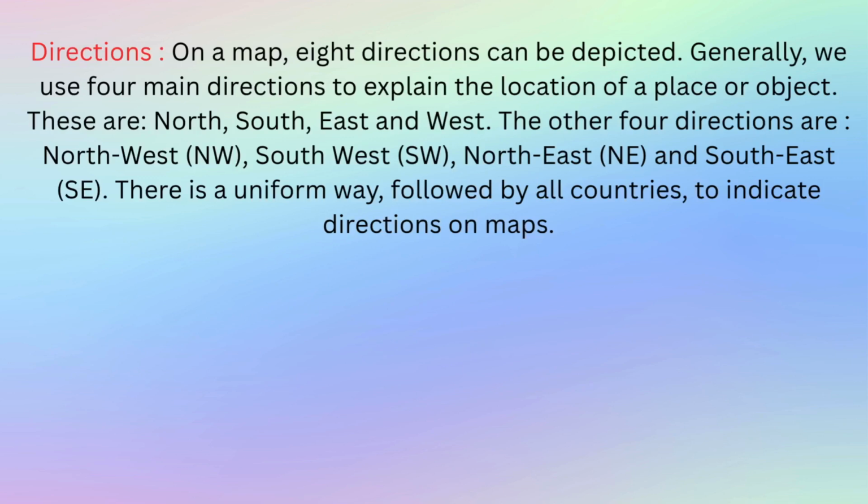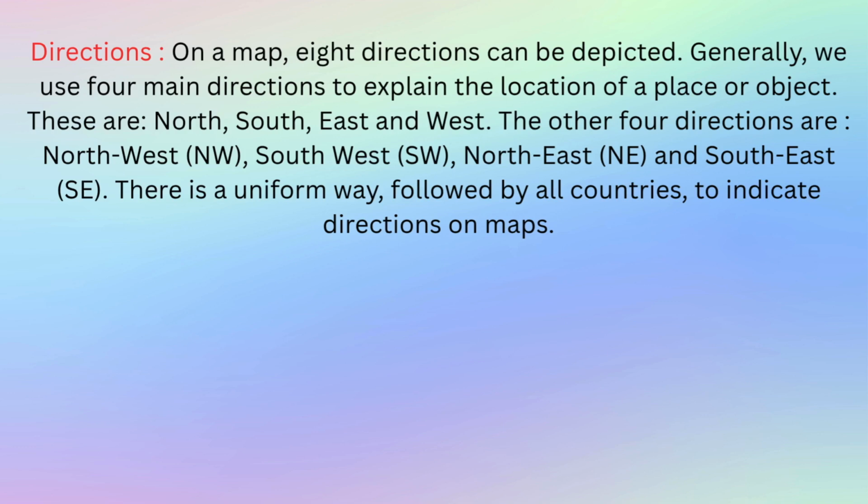Directions. On a map, 8 directions can be depicted. Generally, we use 4 main directions to explain the location of a place or object. These are north, south, east and west. The other 4 directions are northwest NW, southwest SW, northeast NE, and southeast SE.